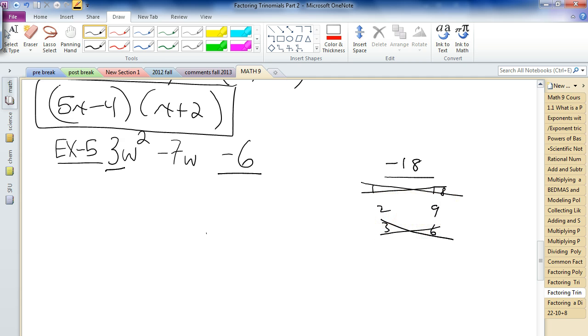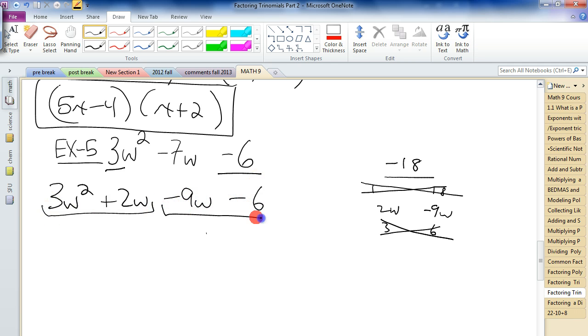Well, who's going to get the negative sign? If we have negative 2 plus 9, that's going to give us positive 7. So this has to take on the negative sign, because 2 minus 9 is negative 7. So we rewrite this, 3w squared. Rewrite the negative 7w with a 2w and a negative 9w. So positive 2w, negative 9w, minus 6. There's a group, there's a group. What's the common factor here? A w.